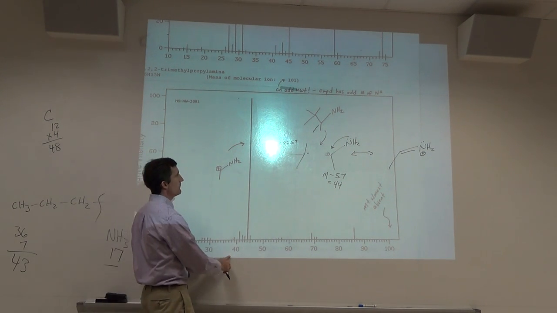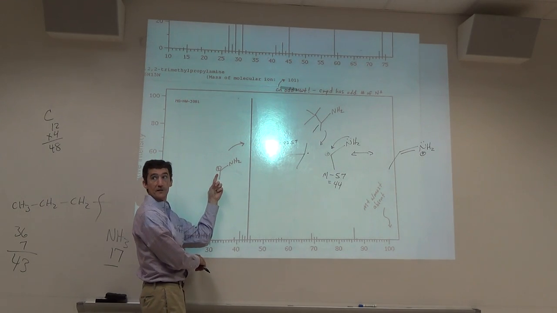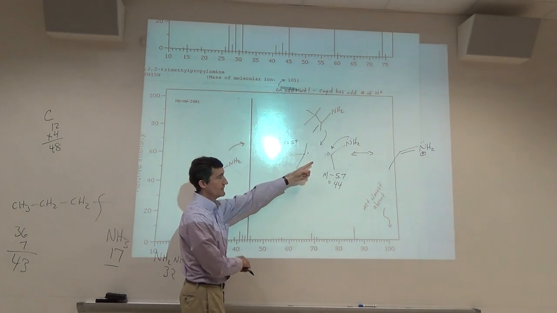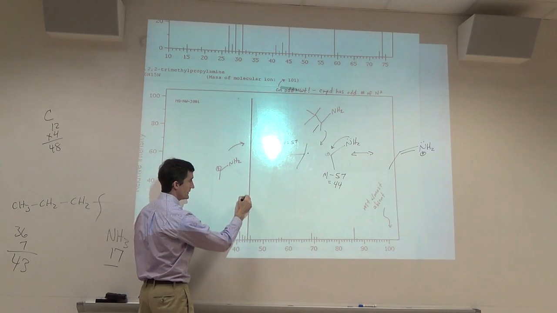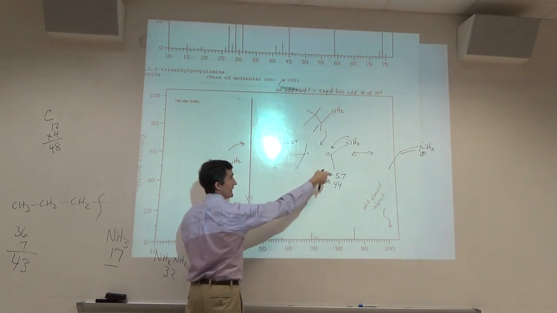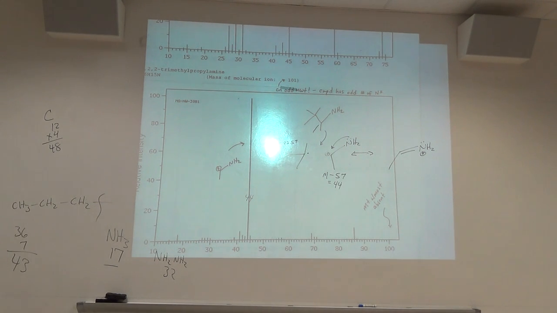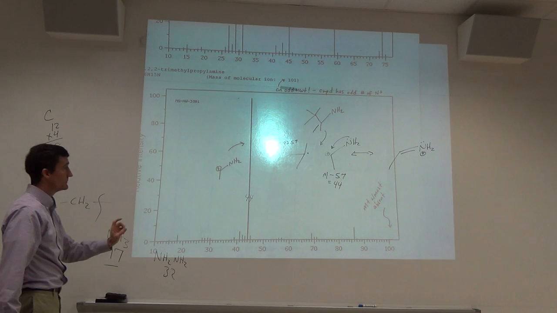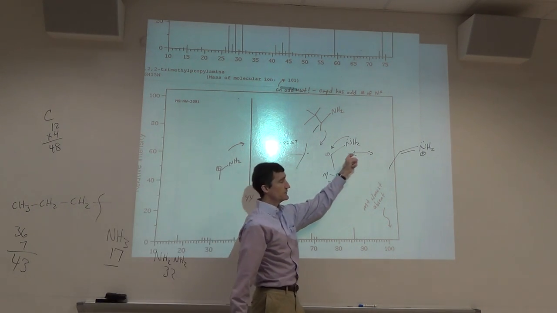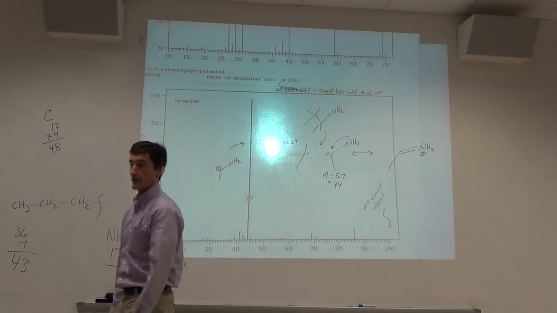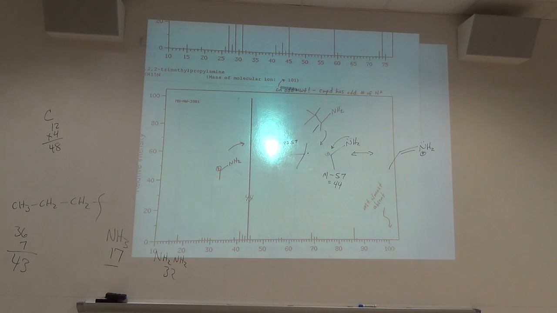Is it? By the way, you already knew what we were doing because I had it drawn there, right? 44, yeah? What is that? That's this, M minus 57, M minus tert-butyl. Very predictable cleavage because it's resonance stabilized. Where do you cleave to make cations? Next to lone pairs and next to pi bonds. We'll do pi bond in a minute.